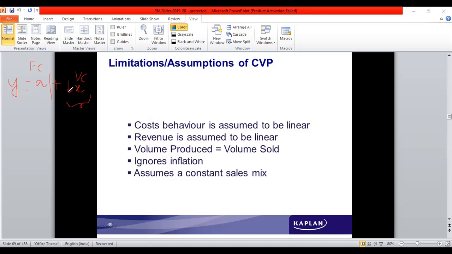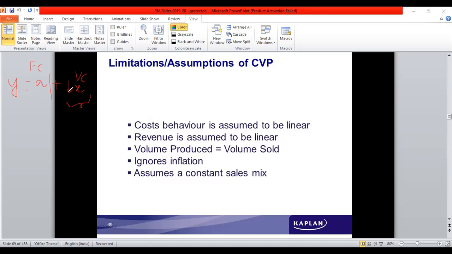Volume produced is equal to volume sold. There is no concept of closing stock at all. All that which is produced during a period is sold during that period only. No carrying forward of any units into a future period. So that is, volume produced is equal to volume sold.